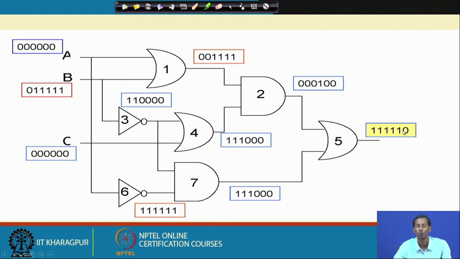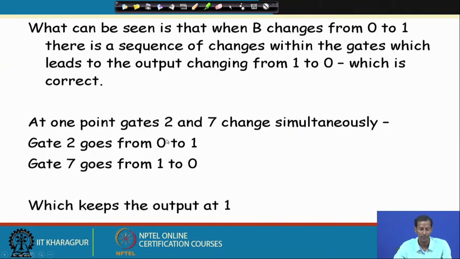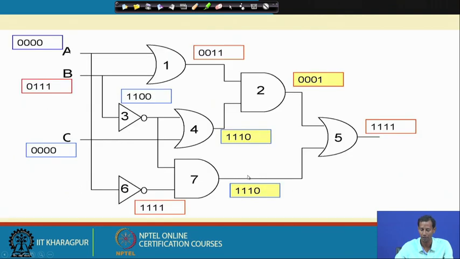at the output. So if you look, what can be seen is that when B changes from 0 to 1, there is a sequence of changes within the gates which leads to the output changing from 1 to 0, which is correct. At one point, gates 2 and 7 change simultaneously. That means gate 2 changes from 0 to 1 and gate 7 changes from 1 to 0, which keeps the output at 1.